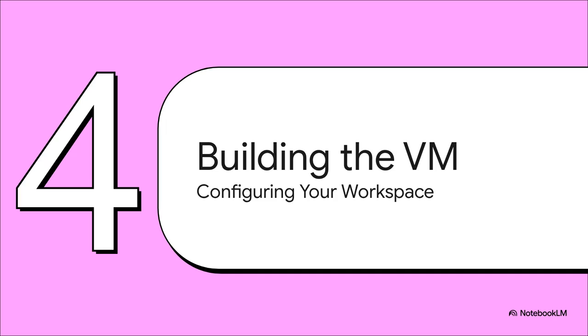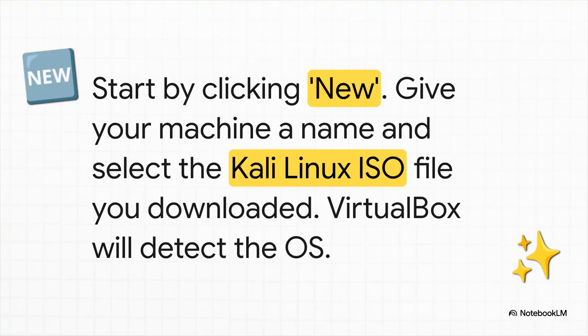Okay, we've got our files downloaded, so now for the fun part, actually building our virtual machine. We'll get VirtualBox installed, and then we'll walk through exactly how to set up the virtual hardware for our new Kali workspace. Okay, once you've got VirtualBox open, just click that big New button.